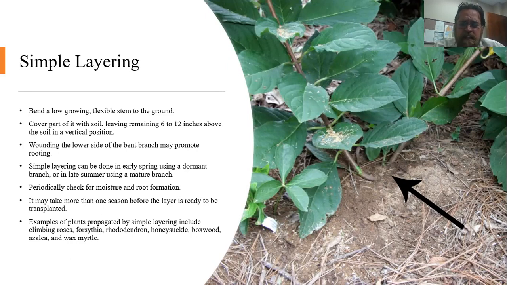One thing that I have seen done very successfully is, rather than take that branch and push it down into the native soil, you can actually put that down into a potting medium and essentially layer it into a pot, which can be very convenient and a little bit easier to work with.